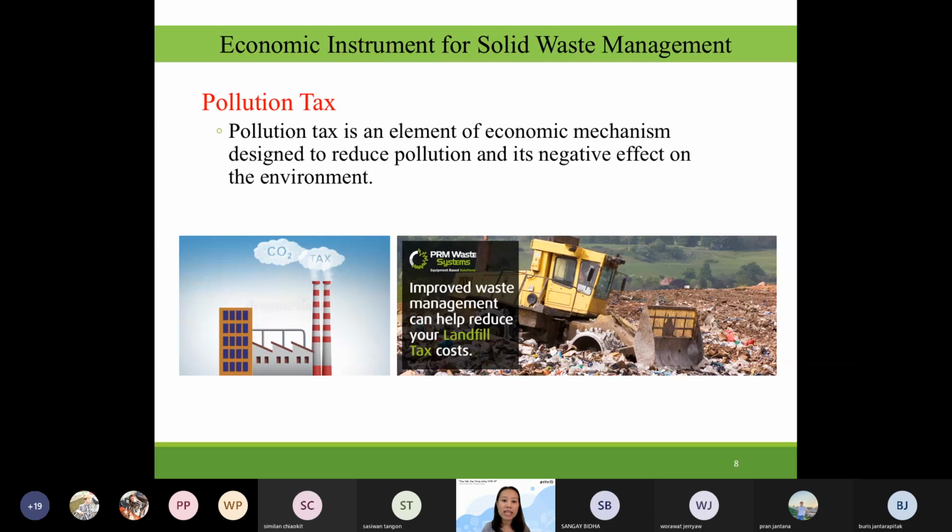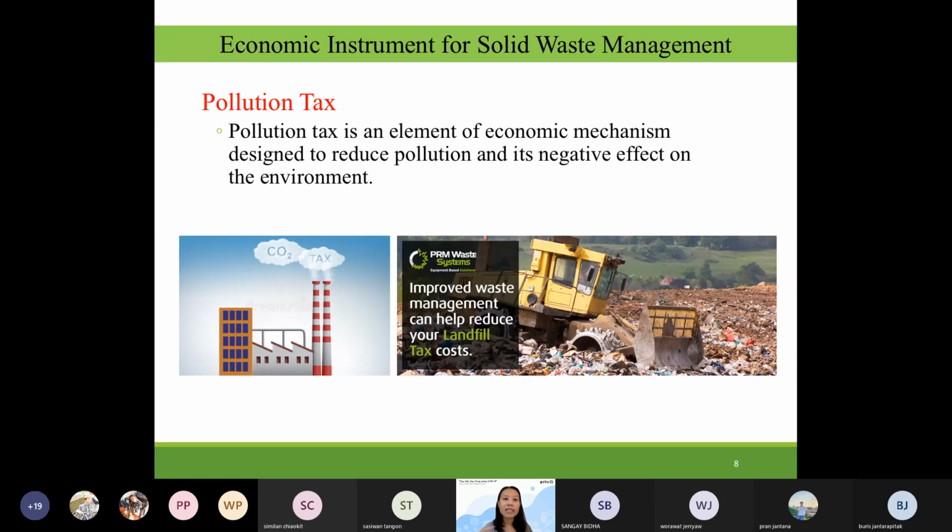For example, there is the landfill tax, because normally we calculate the pollution based on the waste production and also the emission charge, like from the stack. If you produce a high amount of carbon dioxide or greenhouse gas, something like that, you have to pay the pollution tax. That means it is an element of the economic mechanism designed to reduce pollution. That means if you produce more pollution, right, you have to pay more tax.